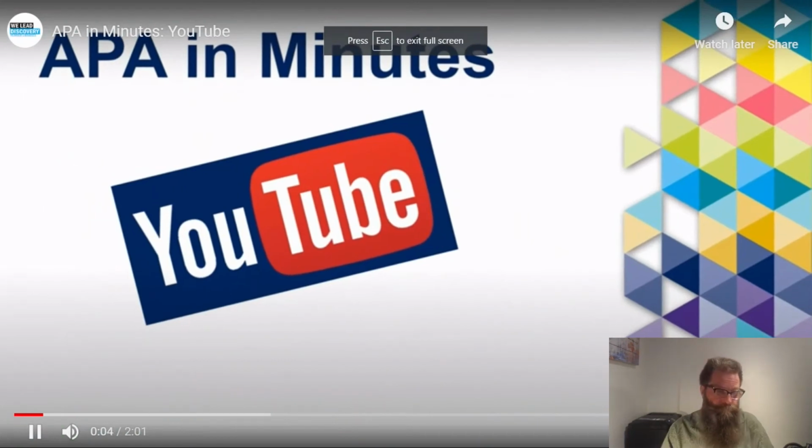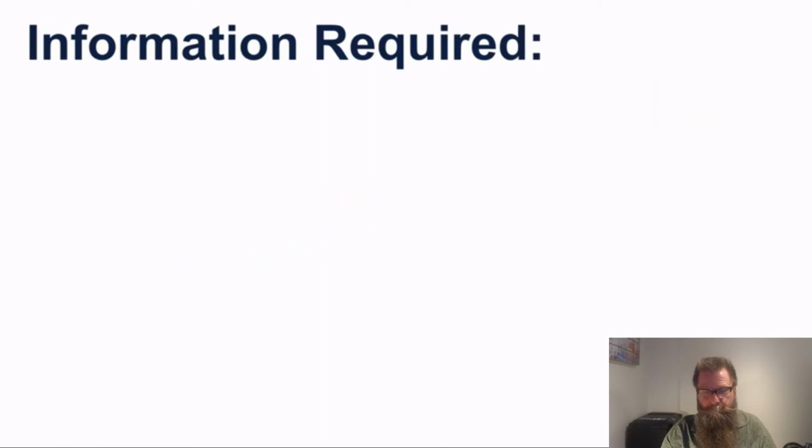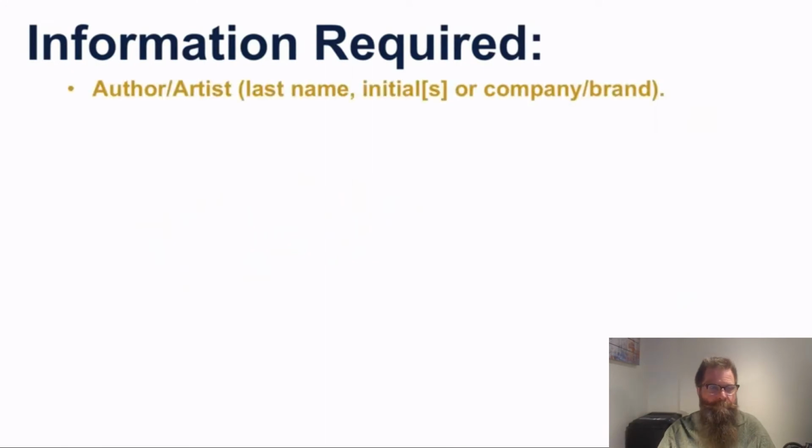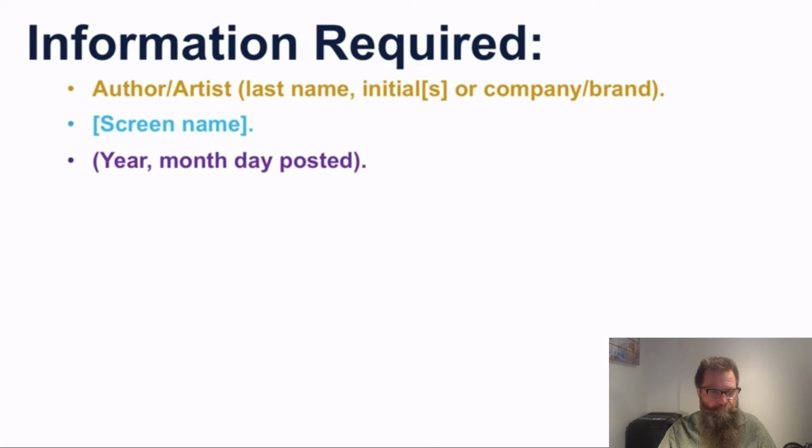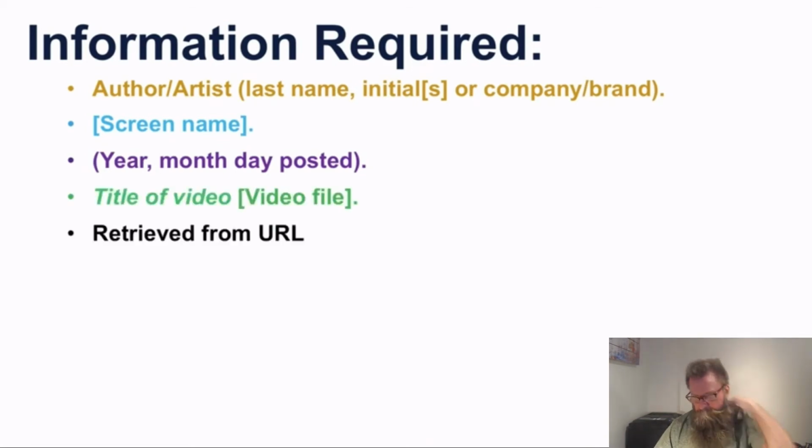This video will show you the basics on how to cite a YouTube video in APA format. To cite a YouTube video, you will need the author, artist, company, or brand name that posted the video, the screen name of the YouTube user that posted the video, the year, month, and day the video was posted, the title of the video, and the URL. Sometimes you may find it difficult to find all of this information. Be sure to look carefully.